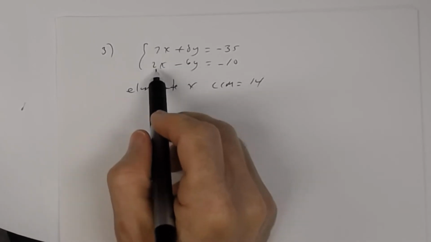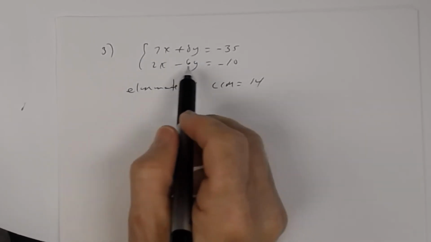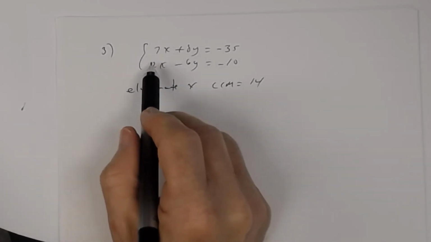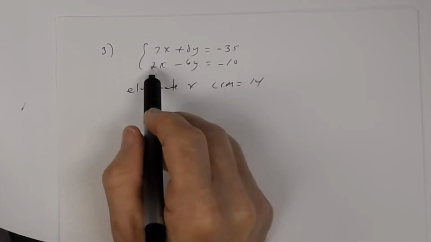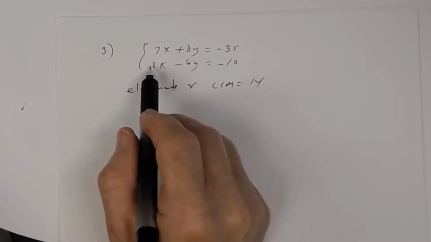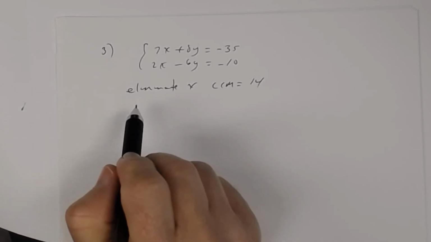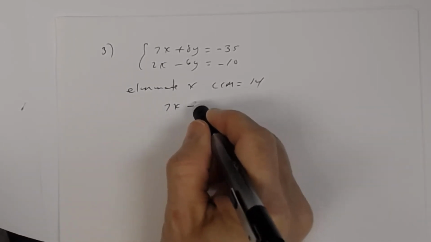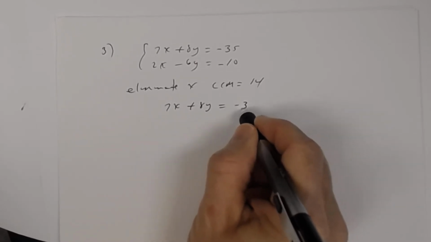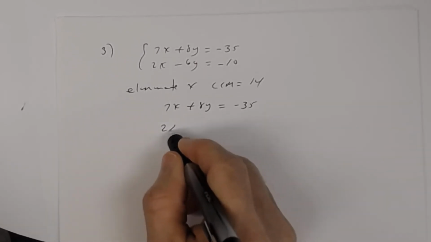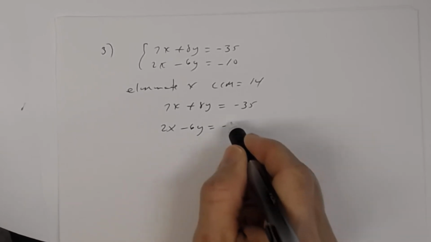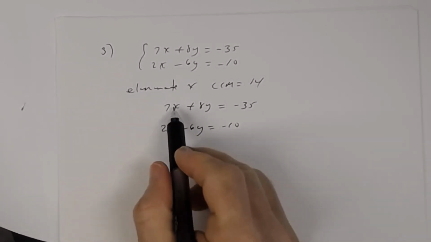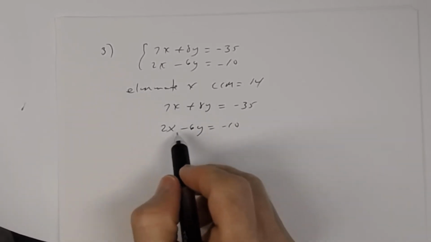None of these are 14, so that means I got to multiply both sides by a number. And notice that both of these are positive, so I got to use a negative on one of them. Let's rewrite this over. So I get 7x plus 8y equal negative 35, and then I get 2x minus 6y equal negative 10. Let's make this the 14, this the negative 14.